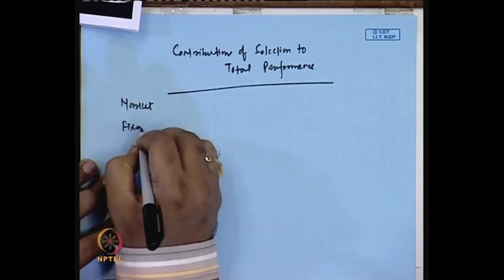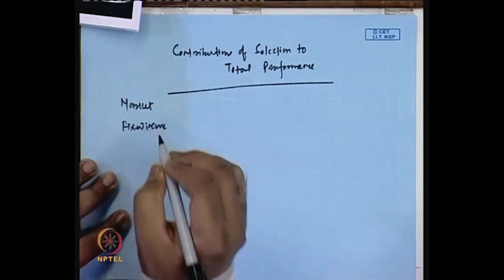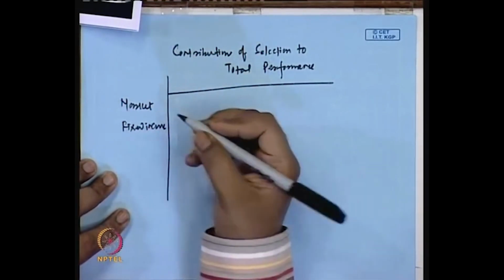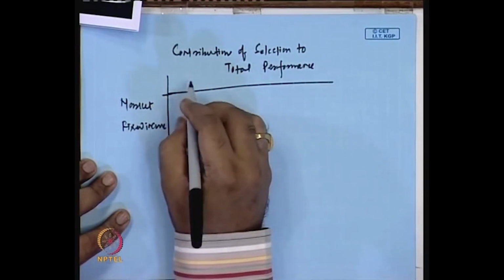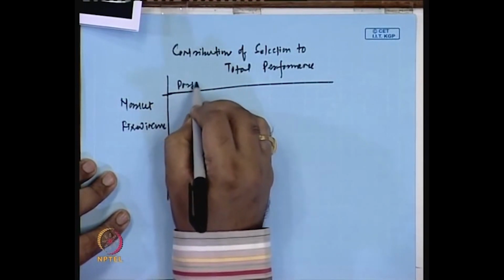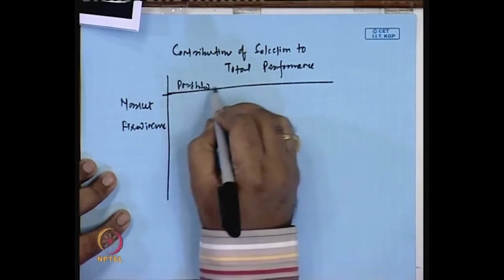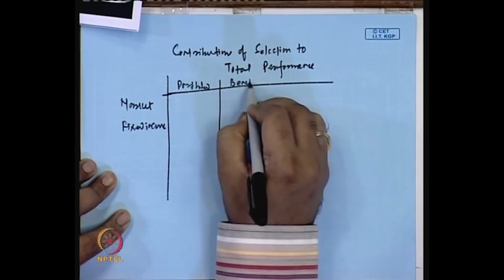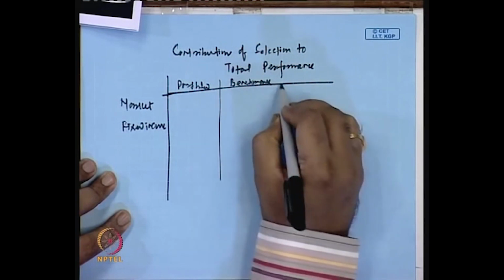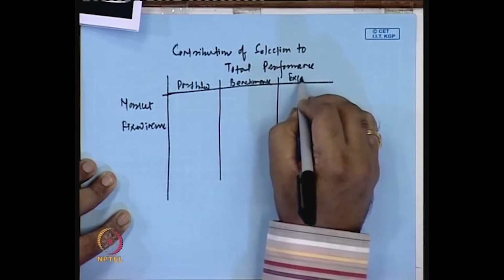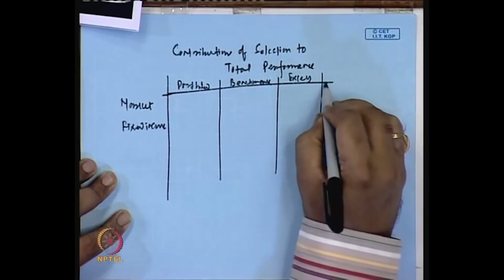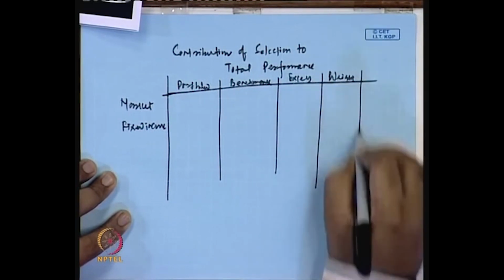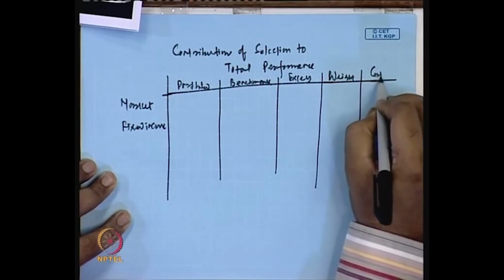Yeah, this is your fixed income. For cash it is the same, so there is nothing to be done. So, this is your portfolio performance. This is your benchmark or index. This is your excess. This is your weight. This is your contribution.